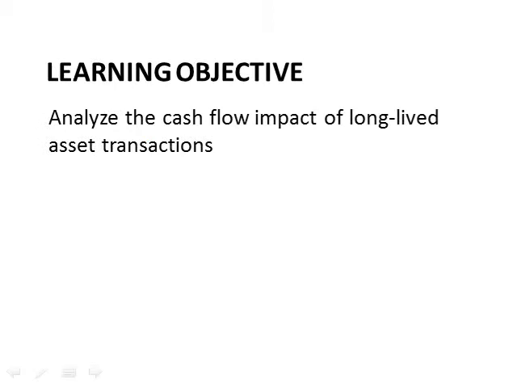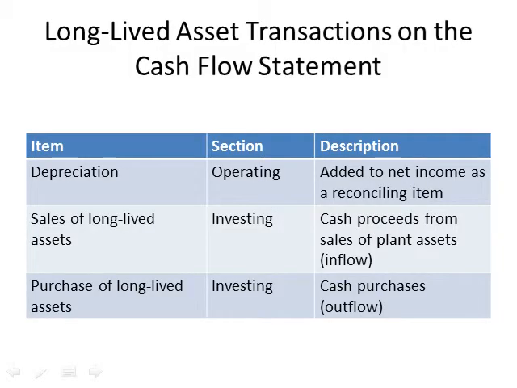And so our final objective in Chapter 7 is to analyze the cash flow impact of long-lived asset transactions. The three main types of long-lived asset transactions appear on the statement of cash flows, and they are acquisitions, sales, and depreciation. Acquisitions and sales of long-term assets are investing activities. The payments for equipment and buildings are investing activities that appear in the statement of cash flows. The sale of long-lived assets results in a cash receipt. Also, depreciation is listed as a positive item under adjustments to reconcile net income to cash provided by operating activities.